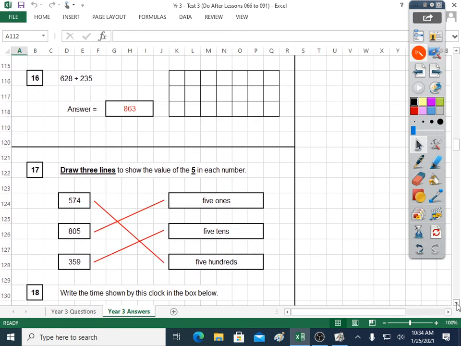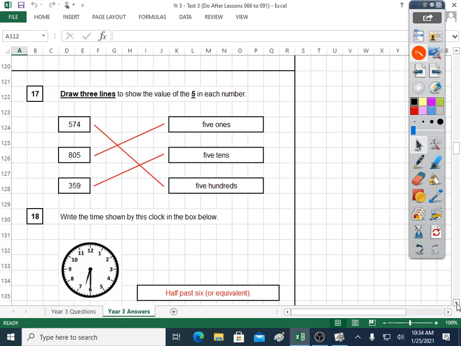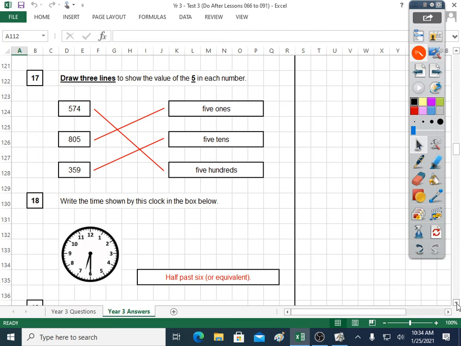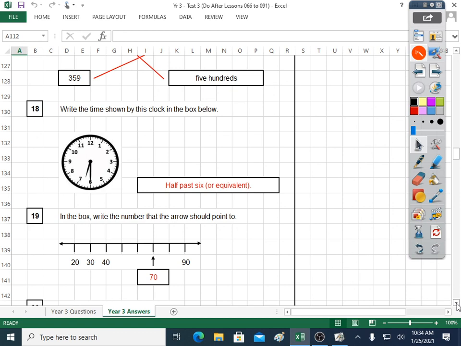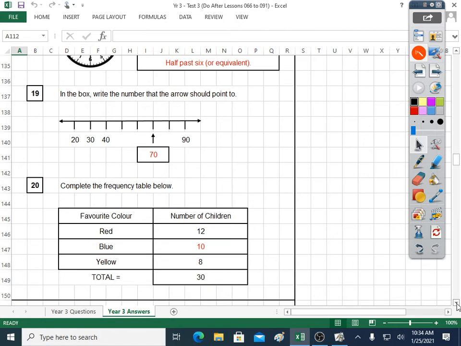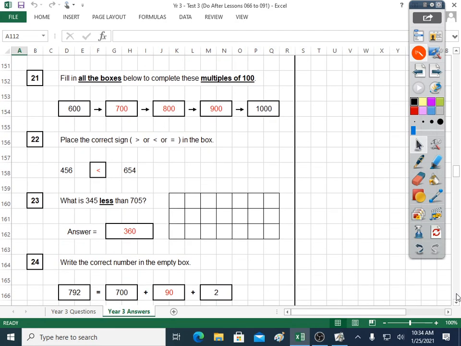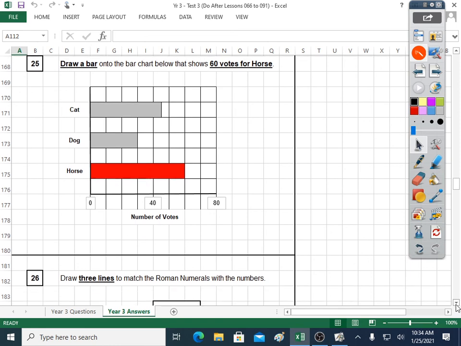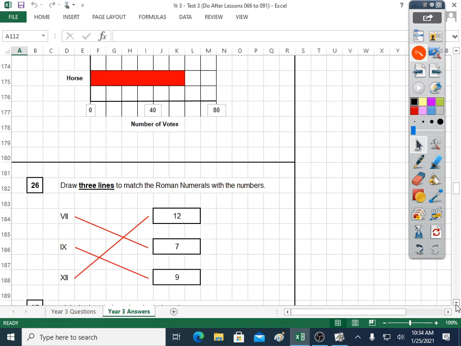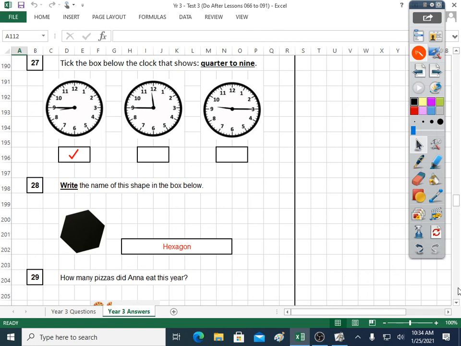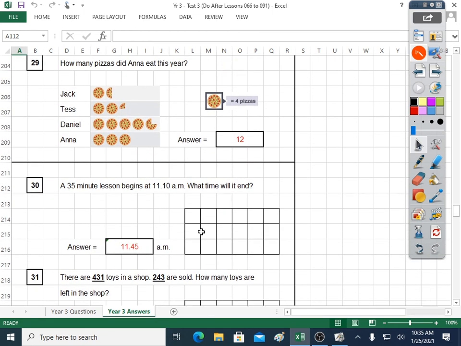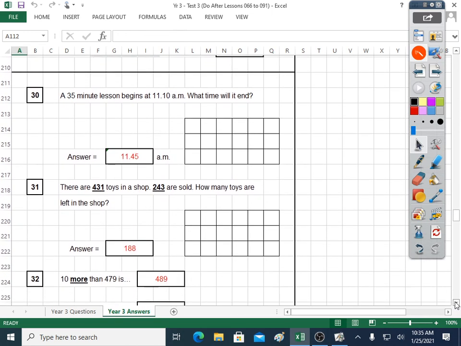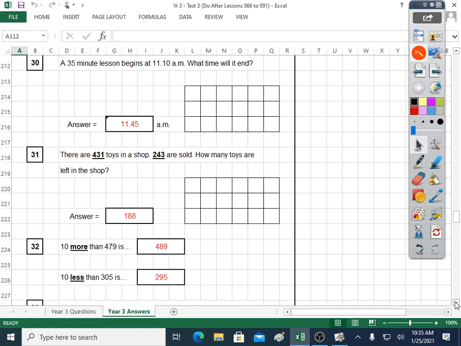Go down a little bit for the next one. And the next one. This might be a better way of doing it anyway. Next one. And there's question 20 with 10. Question 25, that's the bar, what the bar should have looked like. That's 26. 27, 28 and 29. 30, 1145, 31, 188, 32. There's two answers for question 32.